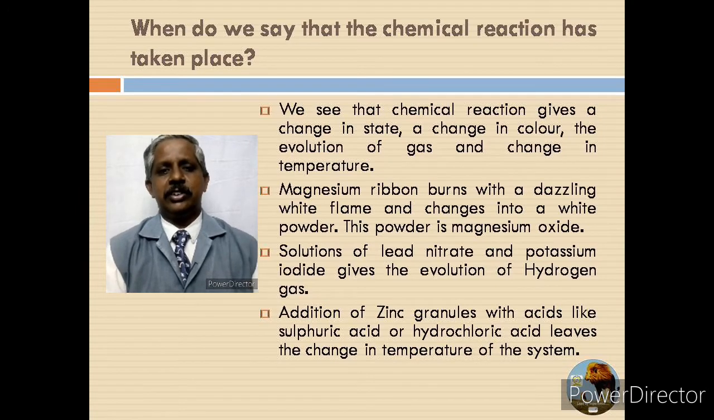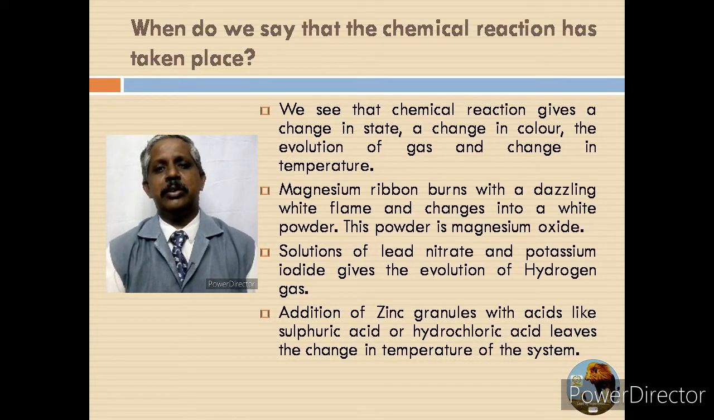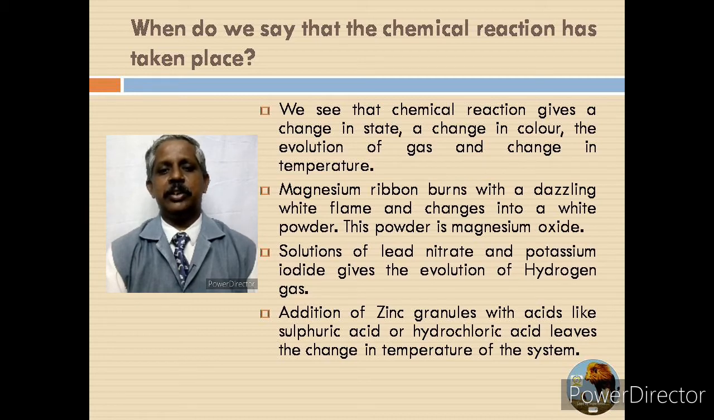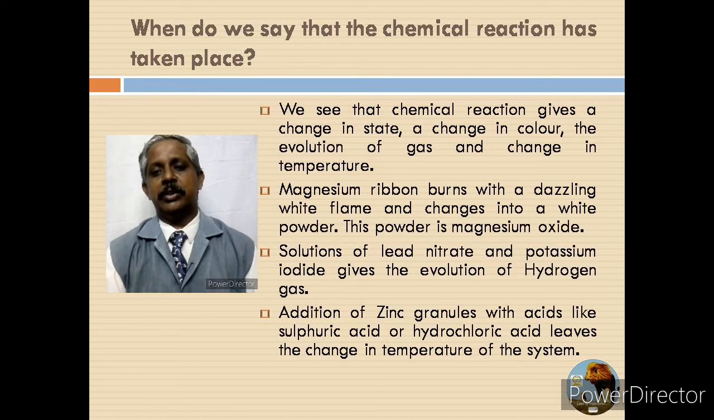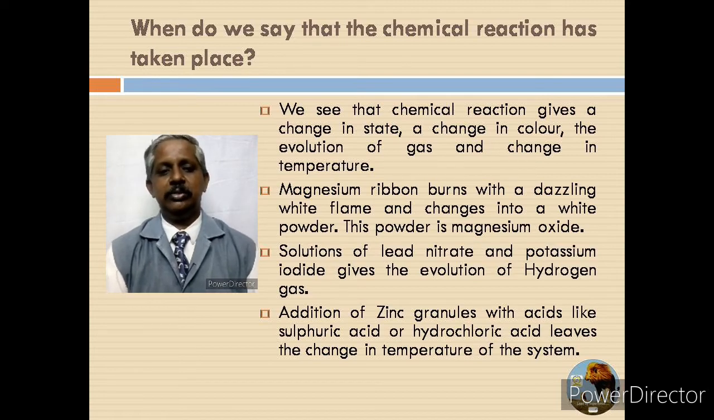Let us see the first clip over here. When do we say that a chemical reaction has taken place? We see that a chemical reaction gives a change in state, a change in color, the evolution of gas and change in temperature. Magnesium ribbon burns with a dazzling white flame and changes into a white powder. This powder is magnesium oxide.